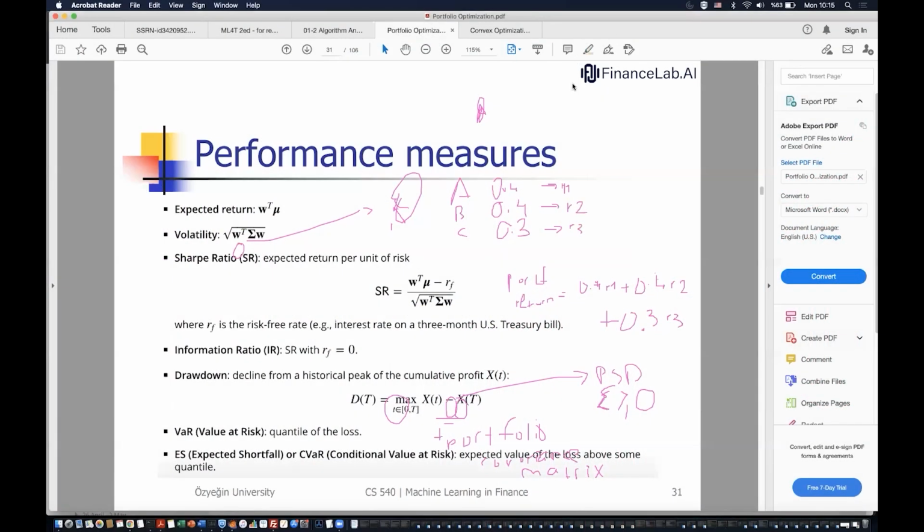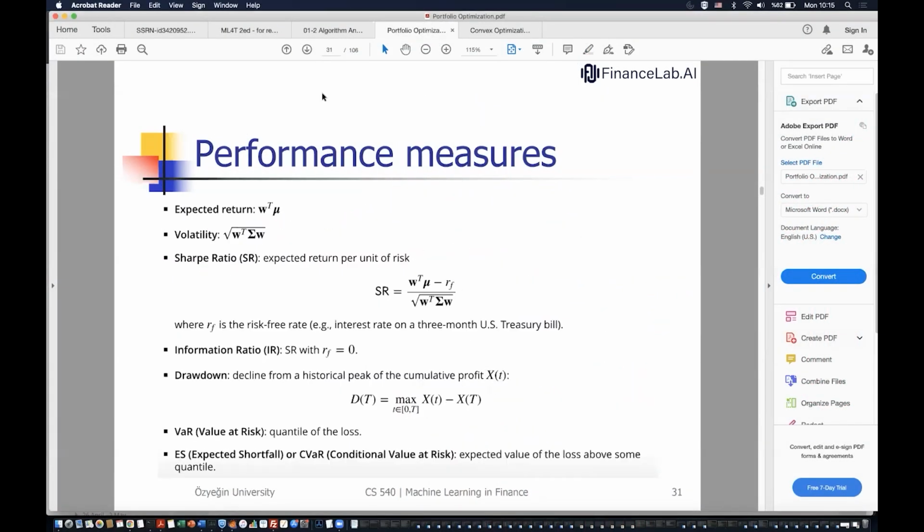And in terms of portfolios, we have different performance measures. One thing is expected return. Expected return is the weights, which sum up to 1, times each asset's return. So this gives us the expected return of the portfolio.